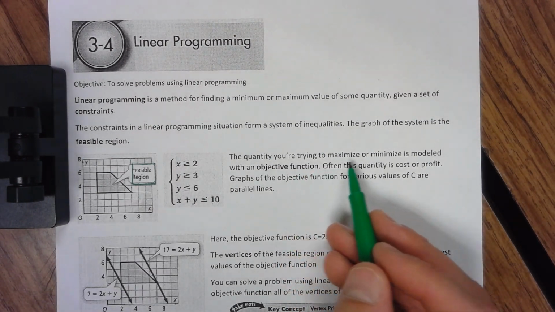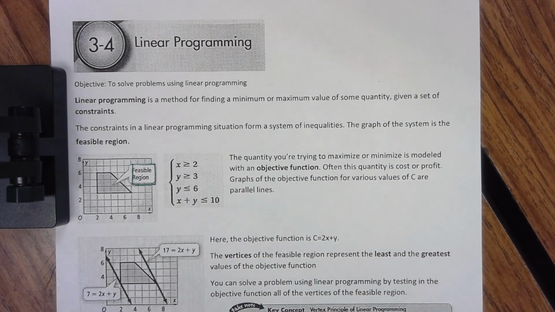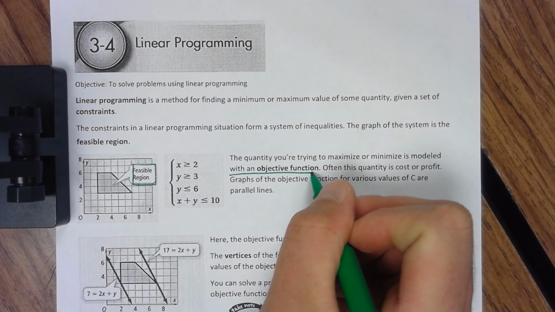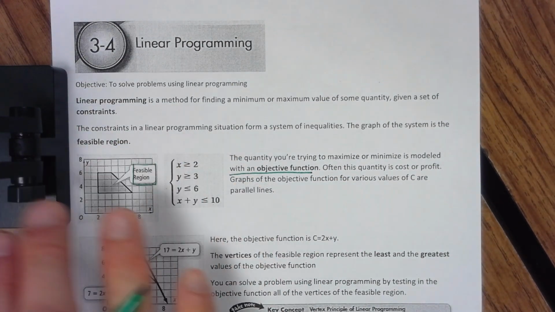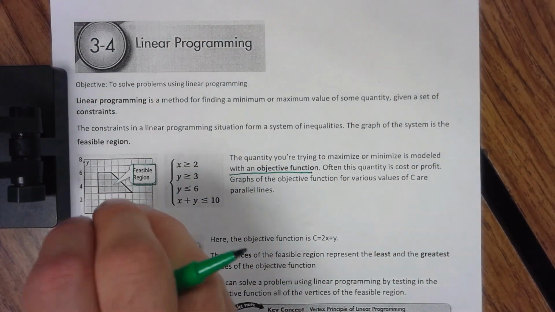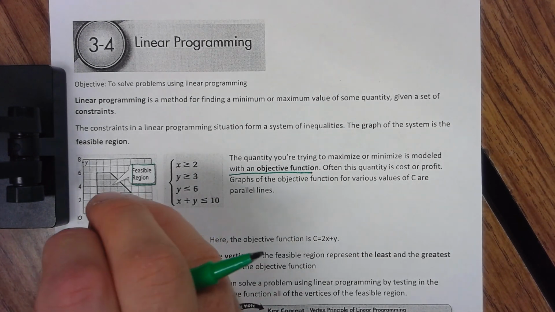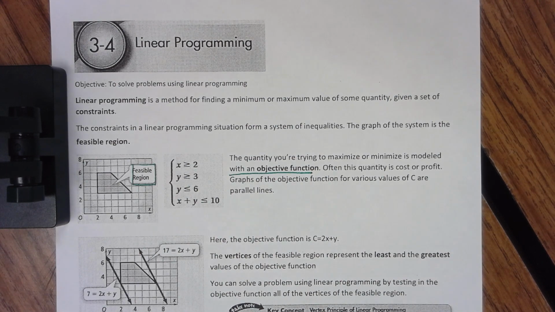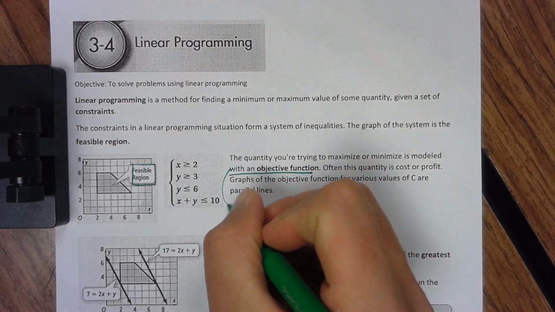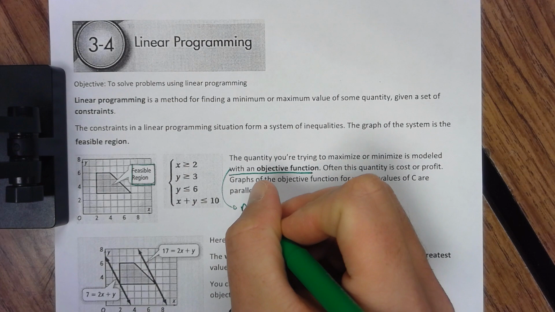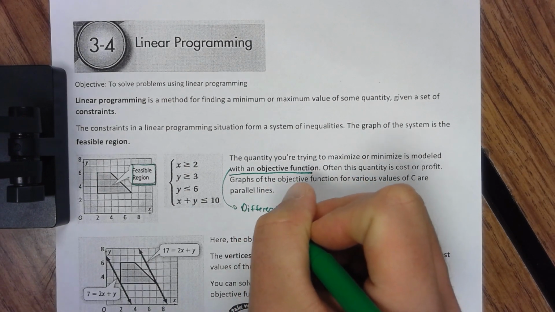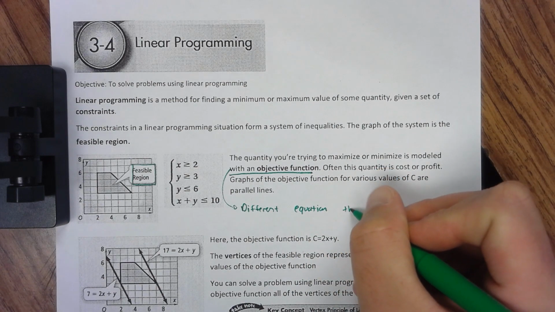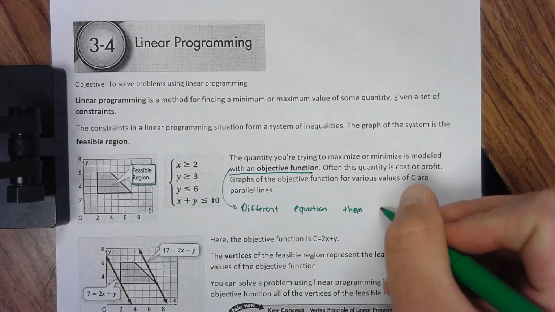The quantity you're trying to maximize or minimize is modeled with what's called an objective function. That objective function is something completely unrelated. I shouldn't say unrelated, but not necessarily something we see when graphing the constraints. So know that your objective function is a completely different equation than all of your constraints. So let's make a note of that. Different equation than constraints.